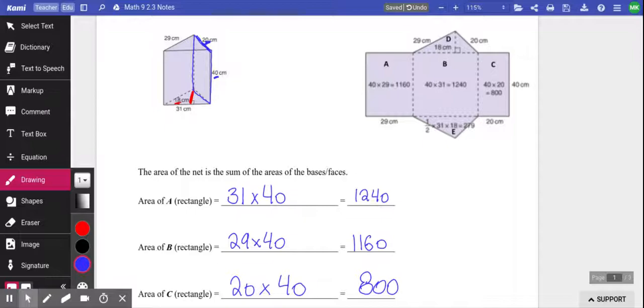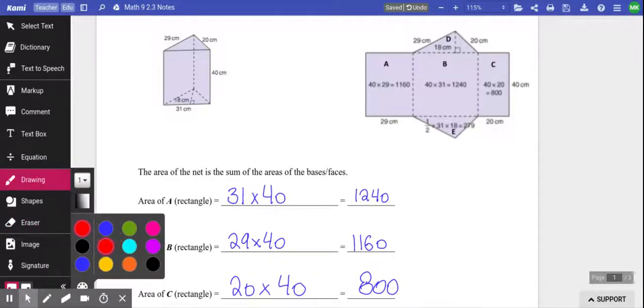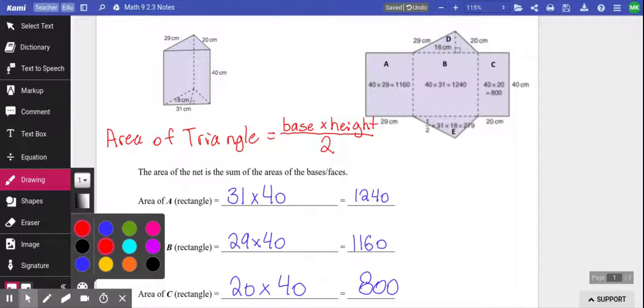To do the triangles properly, you have to remember the formula for area of a triangle. Anybody remember what it is? I was just going to say A times B. Well, close. Base times height. I heard you say B, and I was like, base, yeah. Base times height divided by 2. That's your formula for a triangle.